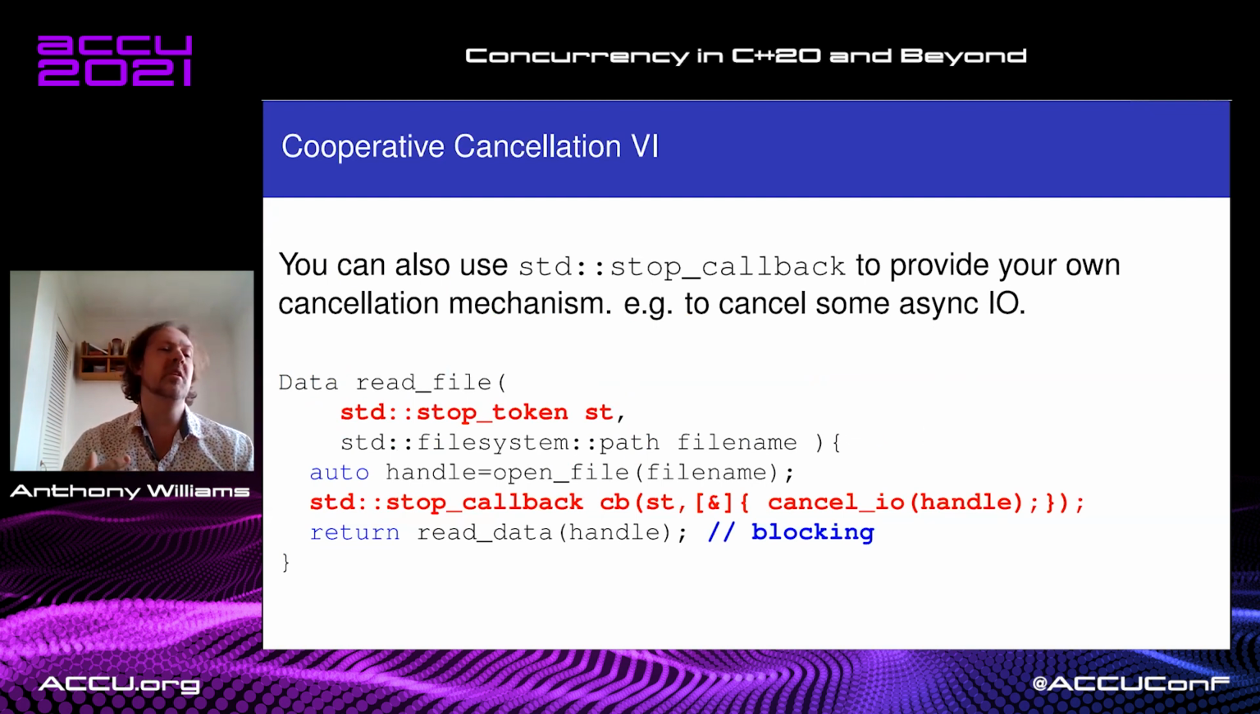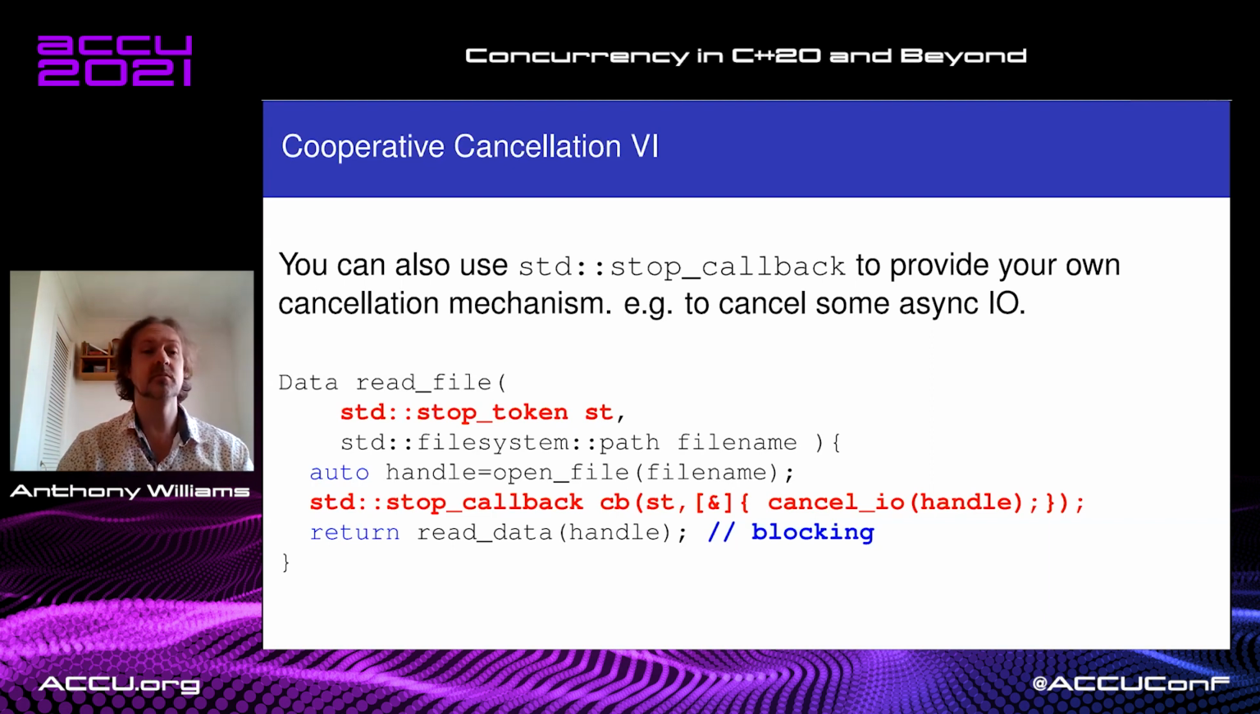If you're doing a blocking operation that isn't just a straightforward condition variable wait, so you're using blocking IO or something like that, then you need a mechanism of interrupting it. And stop callback provides this mechanism. You can register a callback that is invoked by a thread that requests stop on your operation. So this injects code into the thread requesting the stop. So you need to be careful what you put there for your callback, but it does provide a means of interrupting your operation.